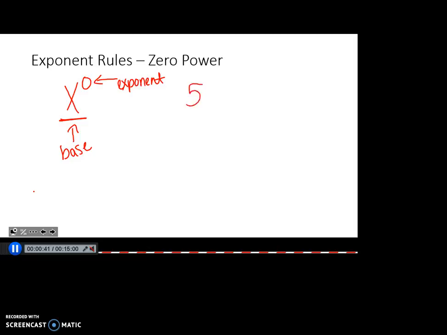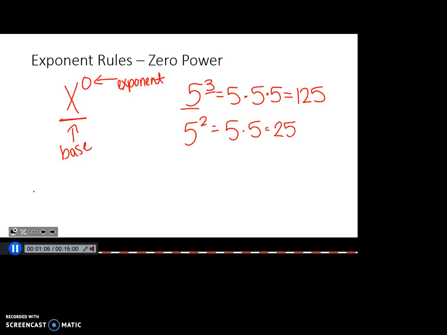So if I have 5 cubed, what that means mathematically is 5 times 5 times 5. It's the base written down 3 times, multiplied times itself. So we get 125. If I have 5 squared, that would be the base 2 times, and 5 times 5 is 25. If I have 5 to the first power, that's the base written down 1 time, so I just have 5.